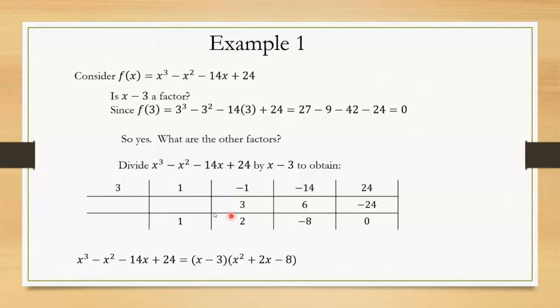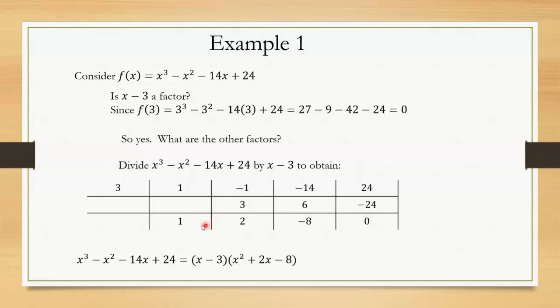So 3 times 2, what's next? So again, now next you multiply these two. You get 6, that goes here. You add, you get negative 8. Now we do 3 times negative 8. That's negative 24. 24 plus negative 24 is 0. Good. So the remainder is 0, which is what we expect, right? Because f of 3 is the remainder.